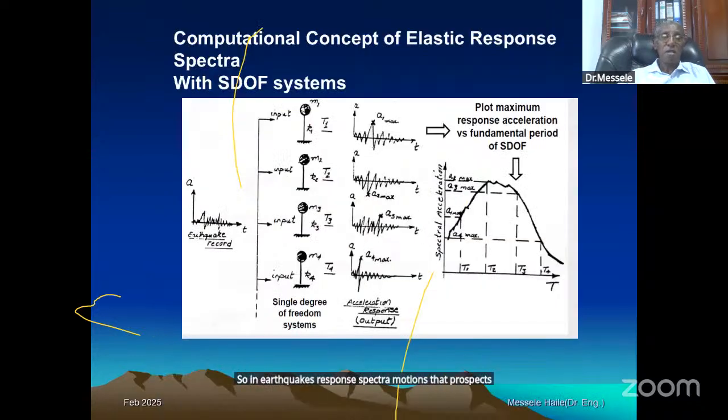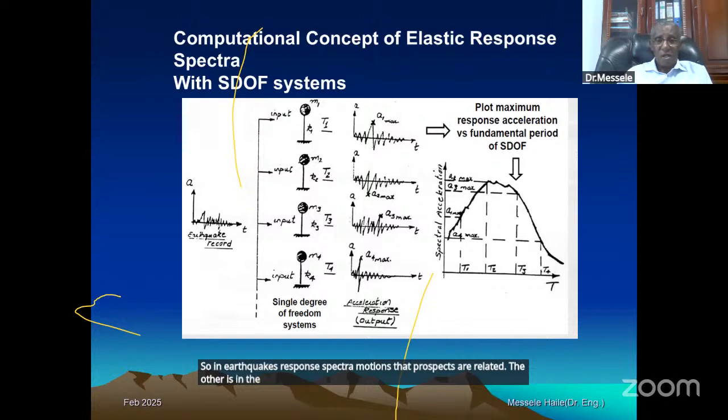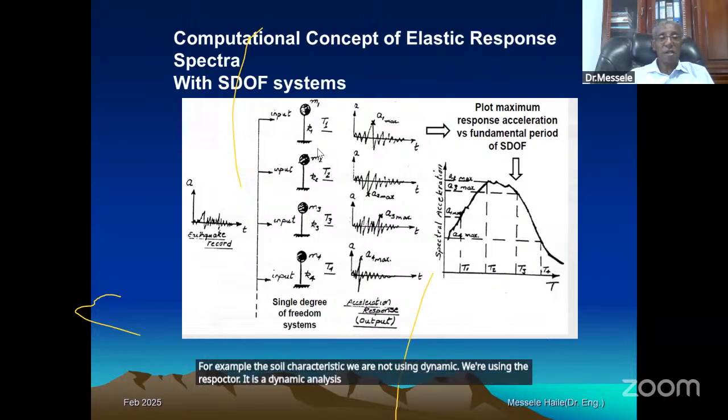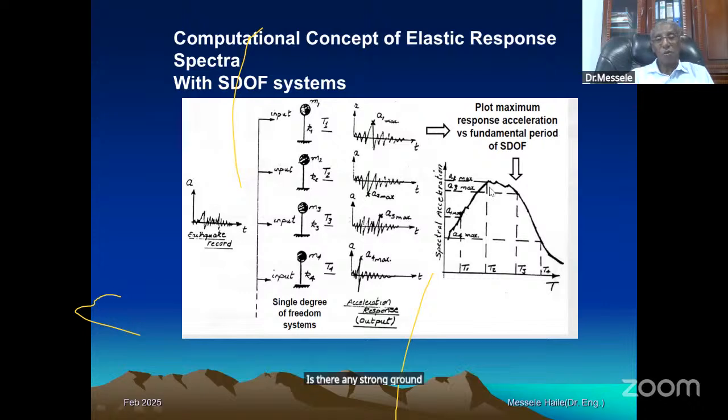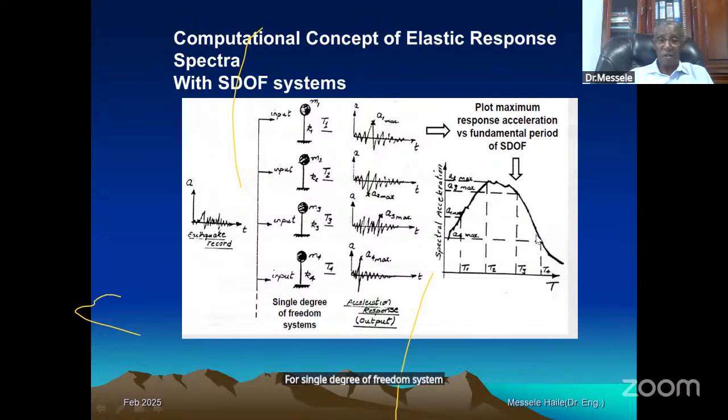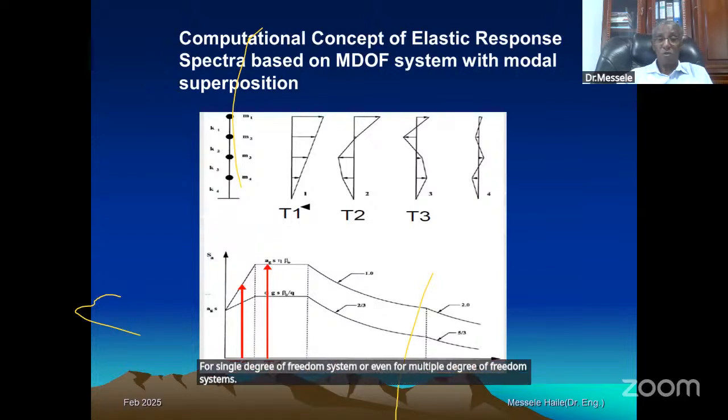The other is, to solve this halfway, for example, the soil characteristic, we're not using full dynamics, we're using the response spectra. It is a dynamic analysis, but we take a single degree of freedom system with different periods, T1, T2, T3, T4, then strong ground motions, and we calculate the response. And this is how we get the response spectra for a single degree of freedom system, or even for multiple degree of freedom systems, as you may see here.